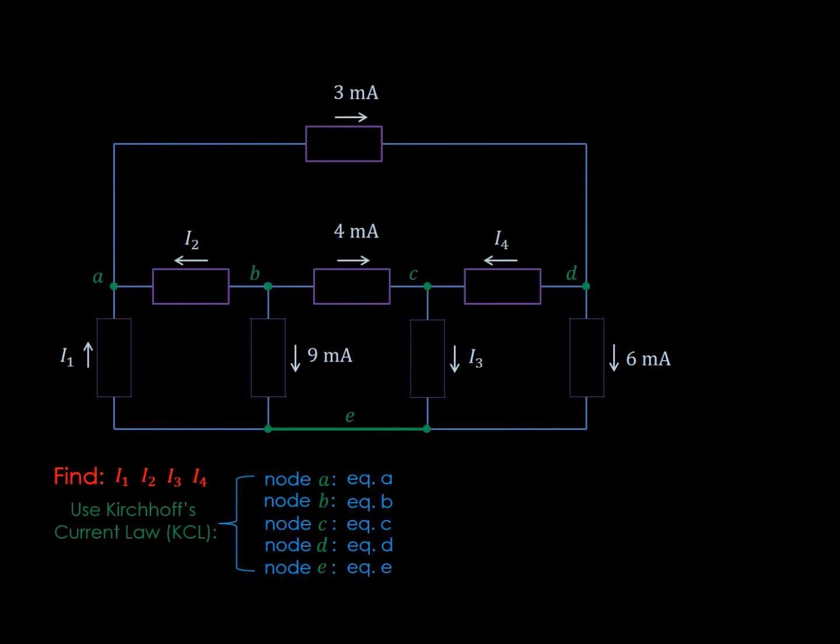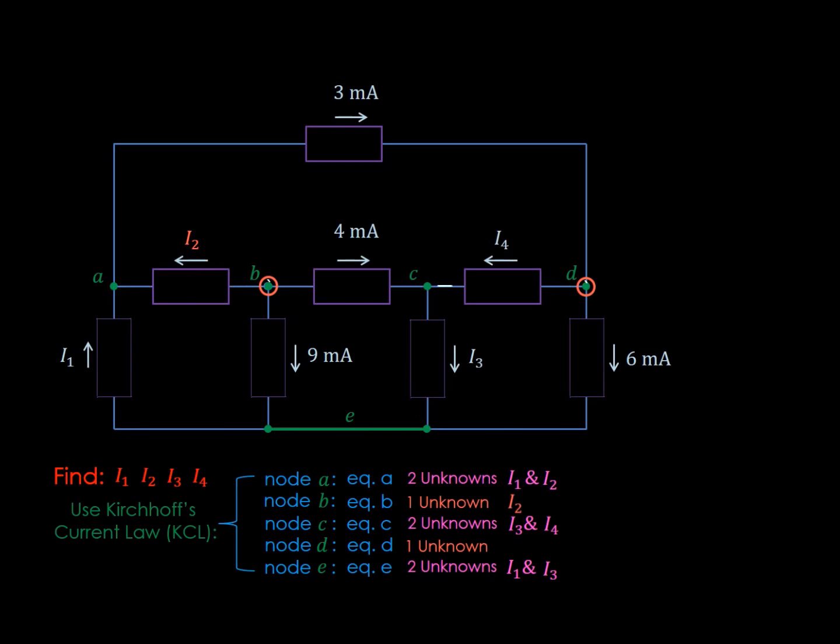So going back to our problem, let's apply this 2-step technique. If we quickly scan each node, realize that node A has 2 current unknowns associated with it: I1 and I2. The same goes for node C, having I3 and I4, and for node E, having I1 and I3. The only different ones are node B and node D, which only have 1 current unknown associated with each of them: I2 for B and I4 for D.